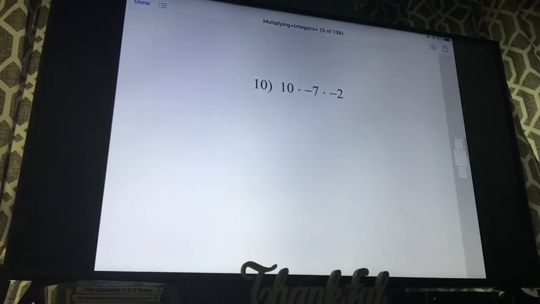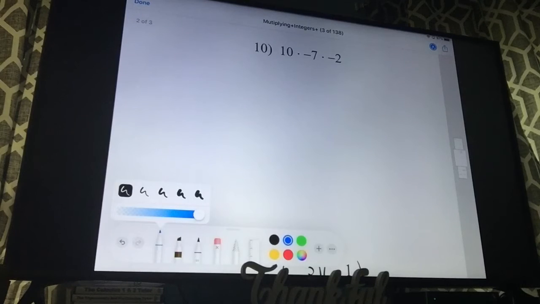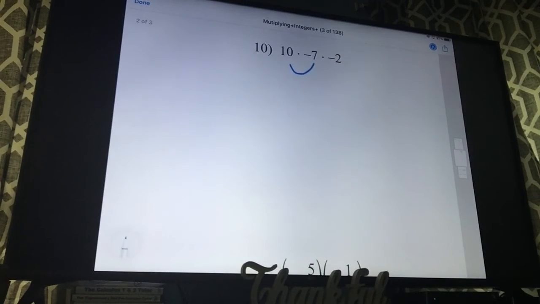Okay, and this is what I was talking about. Here's another notation. It's just a dot in between. So 10 times negative 7. And please feel free to use your calculator, and you can write it all at once or do it in pieces. 10 times negative 7 is going to be negative 70, times negative 2 is going to be positive 140.